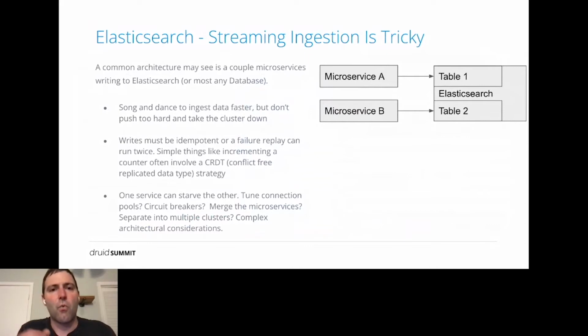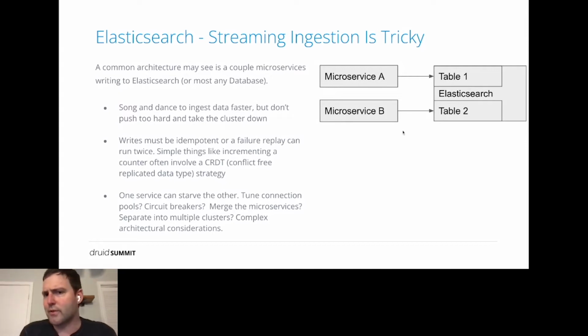So I'm going to talk about what streaming data into Elasticsearch looks like, and then we'll compare Druid on the next slide. Here's a really common architecture I've seen at many companies, where you have shared tables, a couple microservices writing data to the tables. And one day, microservice A wants to ingest a whole lot of data. It ends up being this huge song and dance to ingest data as fast as you can, but don't push too hard or you start hurting your cluster. And when you start doing that, microservice A can start affecting microservice B. So now we're starting to ask questions like, should we be tuning our connection pools? Should we implement circuit breakers? Should we maybe merge those microservices or break it out into multiple Elasticsearch clusters so that they don't affect each other? These are all really complex architectural questions that aren't really where I want to spend my cycles.